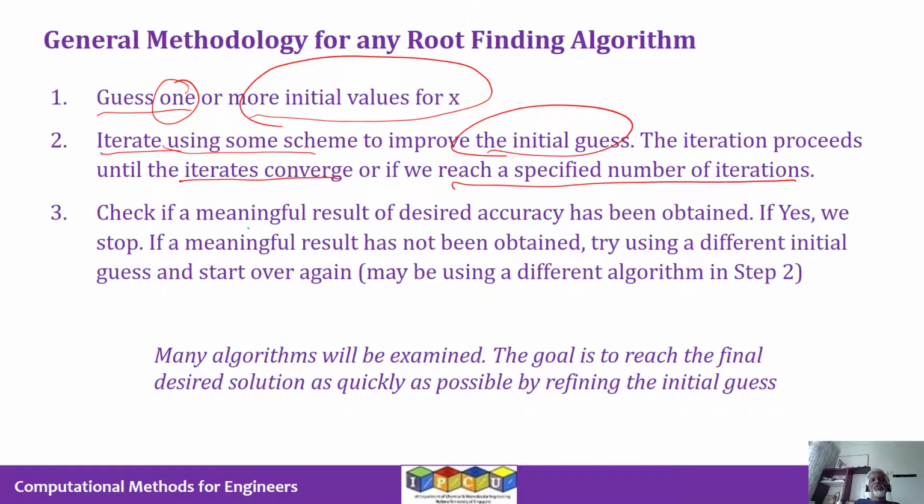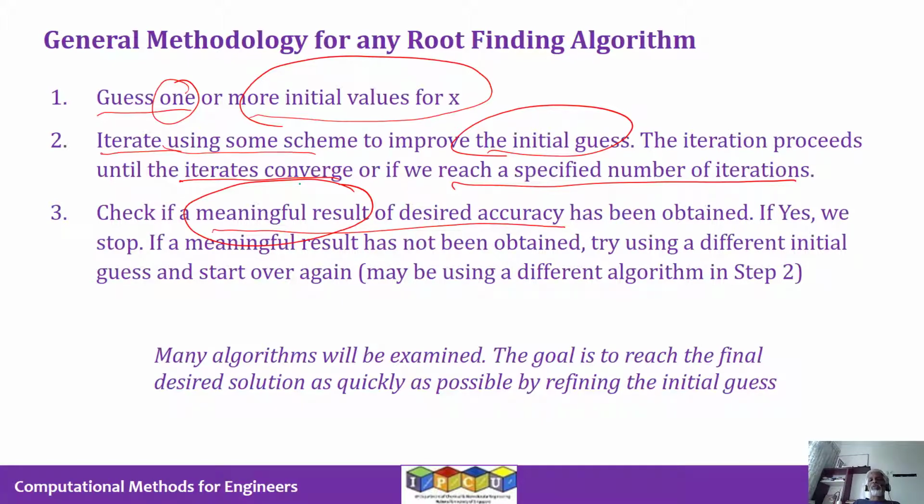And then what you do is you check if a meaningful result of a desired accuracy has been obtained, right? A meaningful result is important because ultimately we have to make physical decisions on the process. So the mole fraction should be positive and between 0 and 1. All right. So you have to always do a sanity check. It is not enough for the solution to be mathematically meaningful. It should also be physically meaningful. So you have to check for both actually.